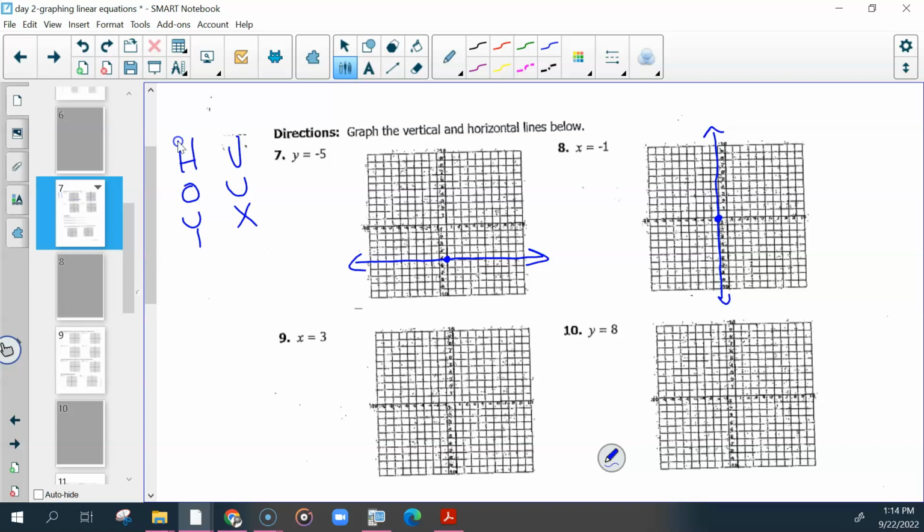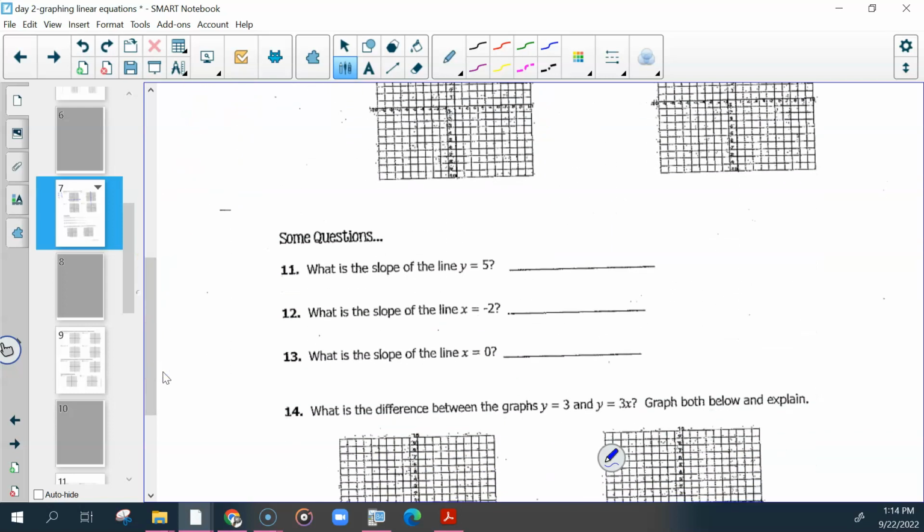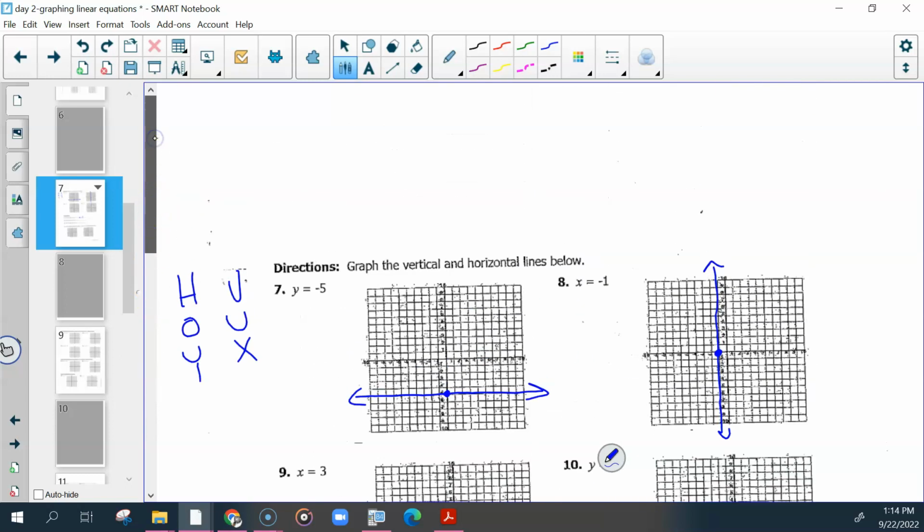Do we need to see 9 or 10? These questions are kind of going back to slope, because it's all kind of related. What is the slope, not the equation, of the line y equals 5? I like the confidence, but not undefined, 0. So if you need to, go back to your notes.